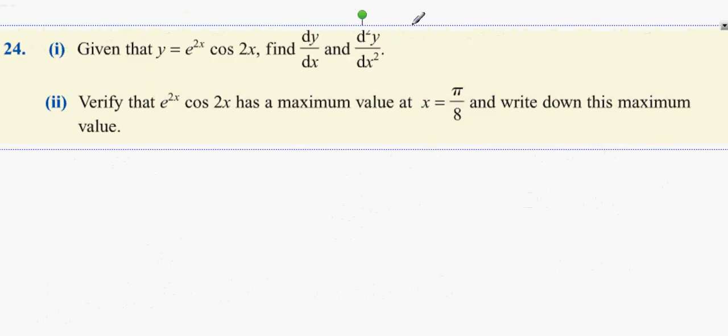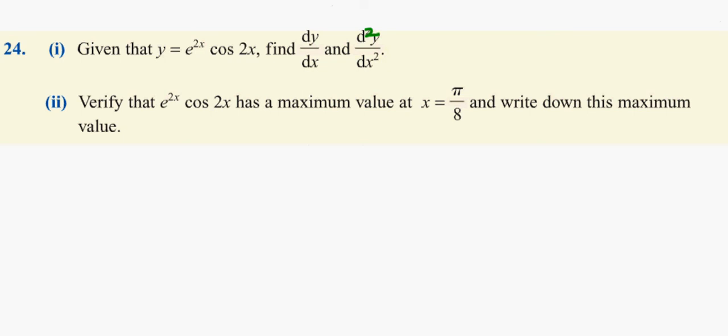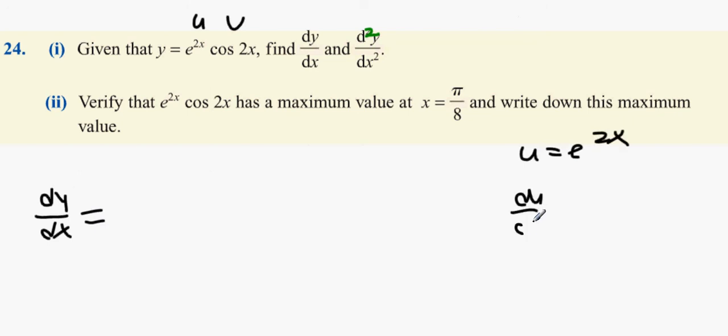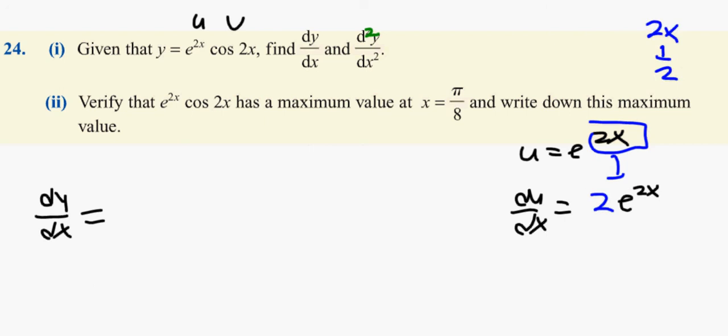Number 24. Okay, so what it's asking is, given that y equals e to the 2x cos 2x, find the first derivative and the second derivative. So that's u and that's v. We're going to use the product rule. u equals e to the 2x, therefore du/dx ends up being e to the 2x, because it goes straight down, but you've got to differentiate the power. When you differentiate 2x, you get 2. So it's going to be 2e to the 2x. Finally, we have v equals cos 2x.